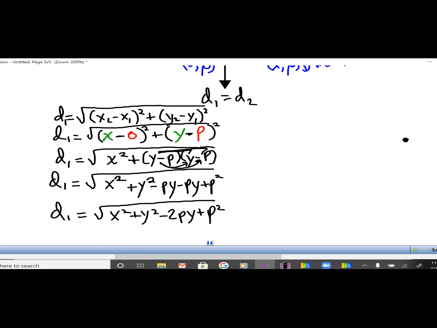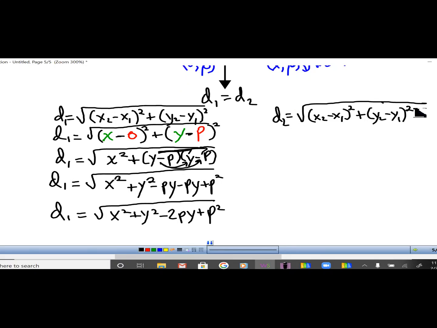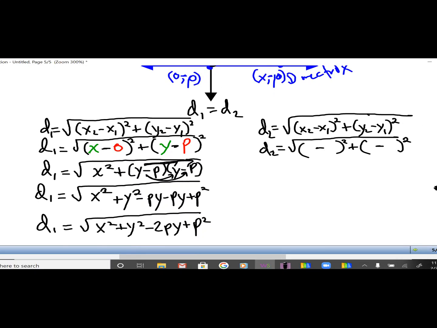All right, so let's do the same thing for distance 2. So right on this side, on the right, I'm gonna write D2 equals square root, then we have parentheses x sub 2 minus x sub 1 squared plus y sub 2 minus y sub 1 squared. All right, so then distance 2 is square root, minus squared plus parentheses minus squared. All right, now we need values. So let me scoot back up so I can see the graph.